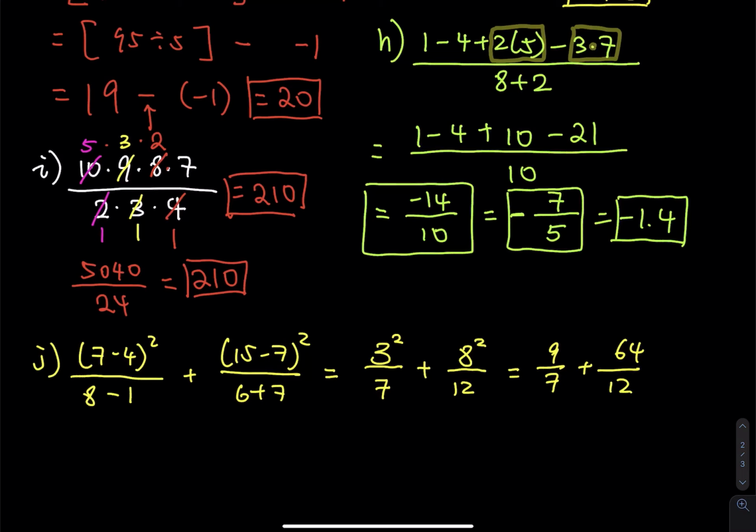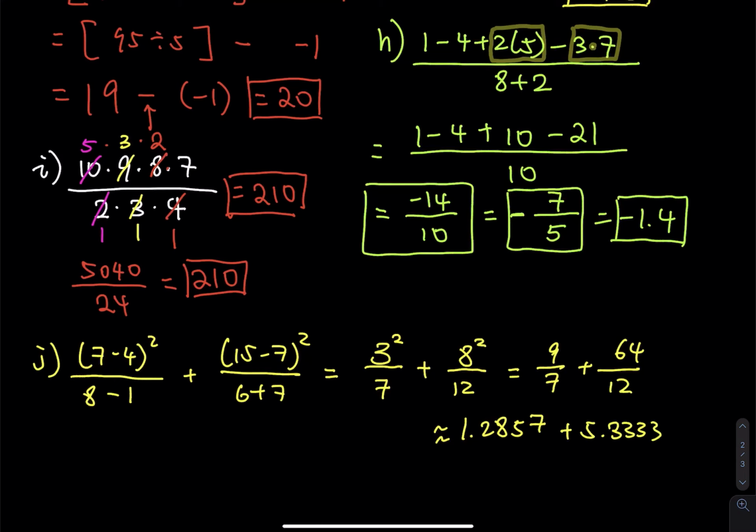But we are not trying to discuss common denominators in this lesson. I want you to approximate each of these. So that means I want you to approximate each fraction individually, and then you add them. So 9 divided by 7, that is around 1.2857. And then 64 divided by 12, that is approximately equal to 5.3333.